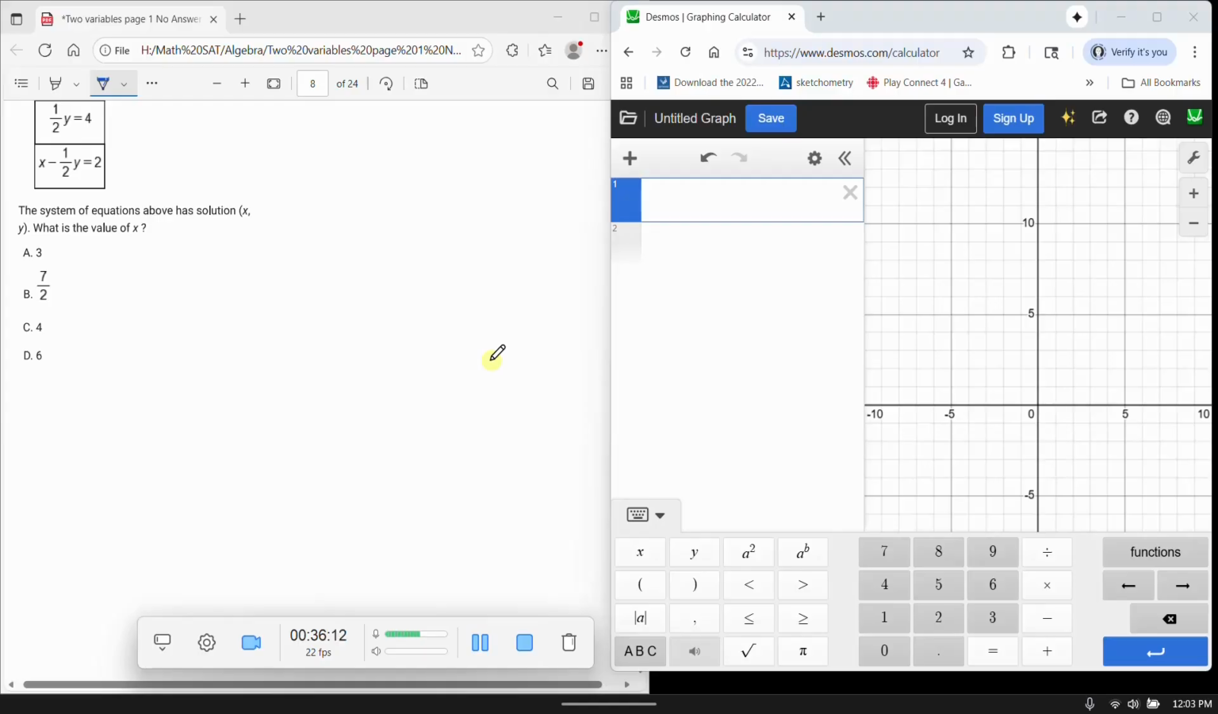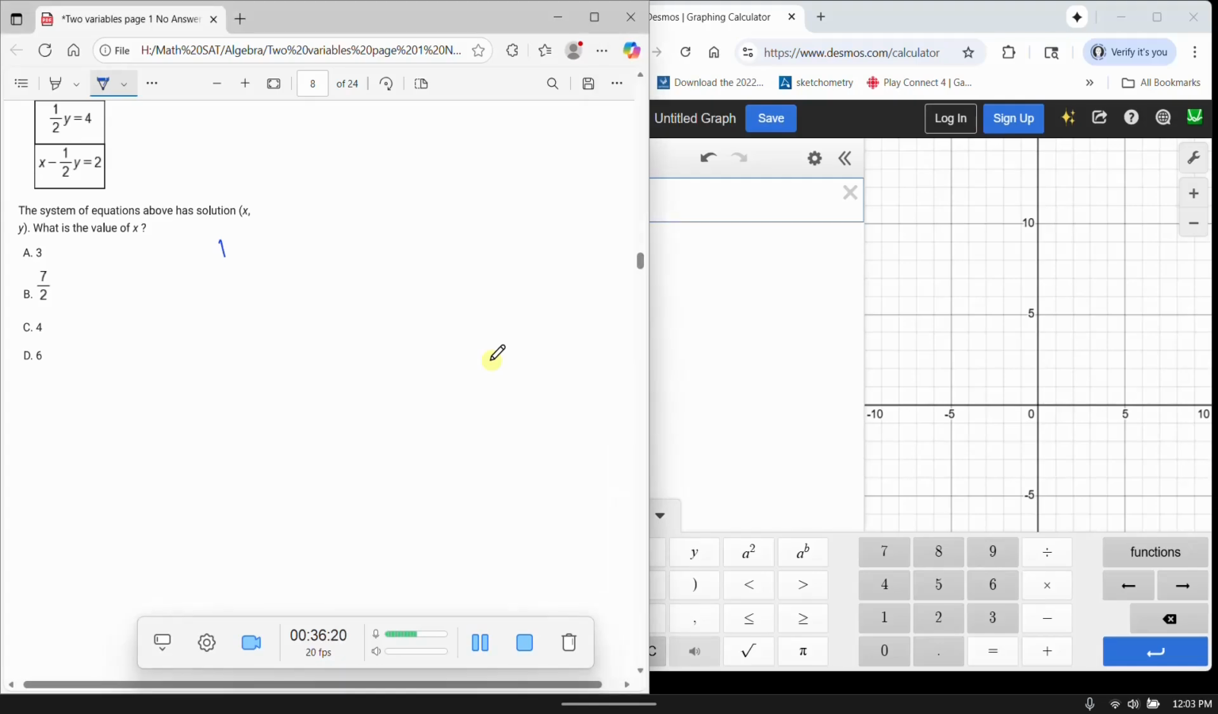So here you have a system of equations. What is the value of x? They want x. So you can write this 1 over 2 y equal to 4, x minus negative half y equal to 2. Every time you have a system of equations, try the best you can to line up the equal sign straight down, and also rearrange the equations so you have an x lined up with the x, and a y variable lined up with the y variable, and then the equal sign.